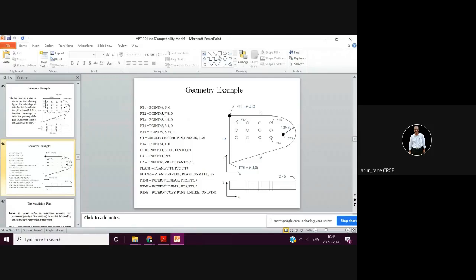So now here point 1, it is a point. PT1, it is a point, and x, y, and z. See, x distance is 4 inch. Where is your point 1? Point 1, where is it?